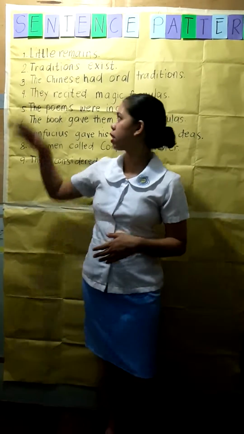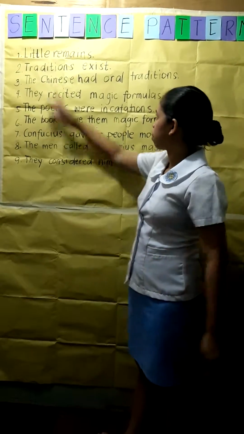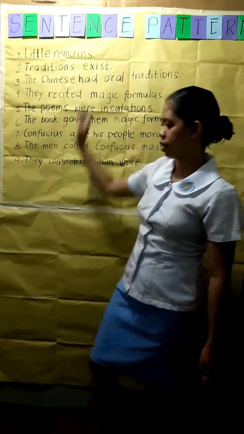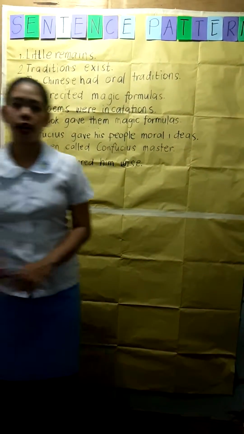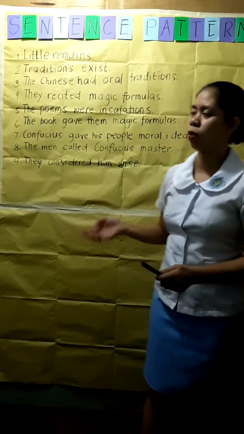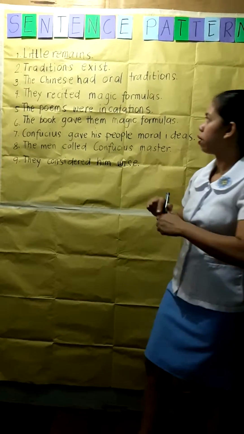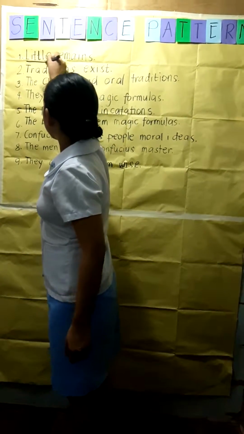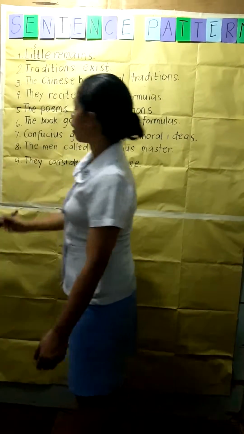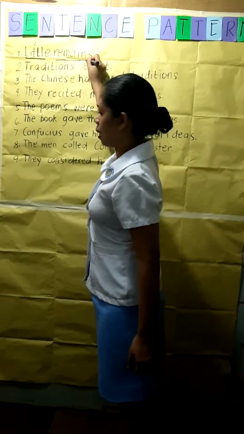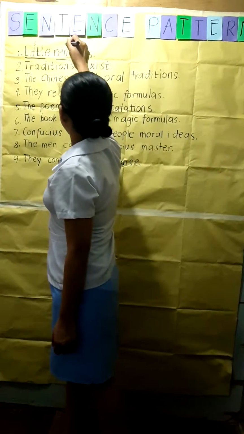So I have here sample sentences, and we're going to find out what are the patterns that they have. So we have the first one, little remains. We're going to identify the constituent first of this sentence. So little is the subject, and remains is the intransitive verb.